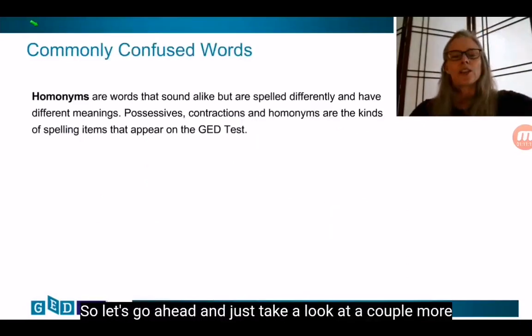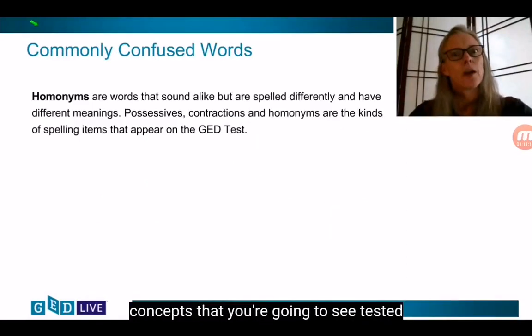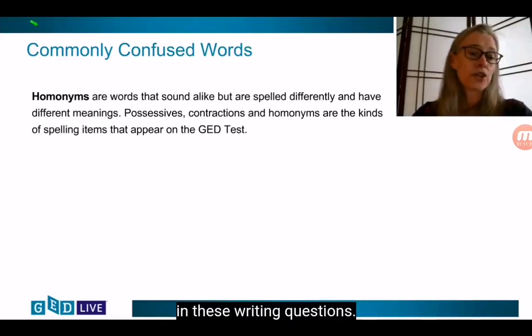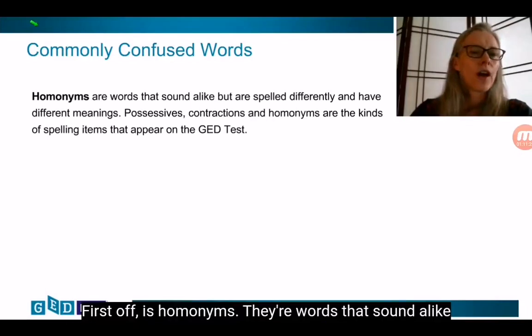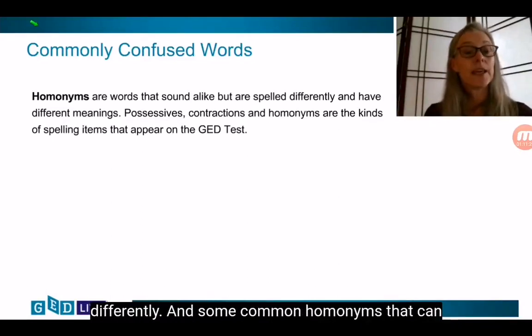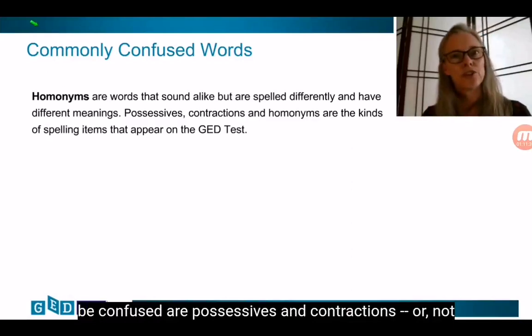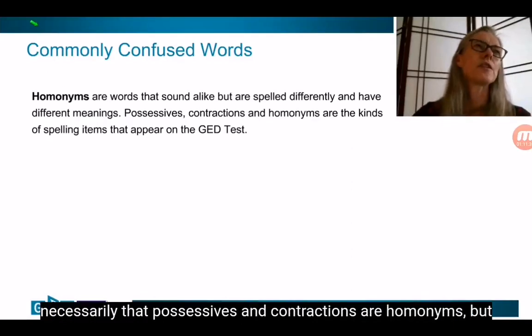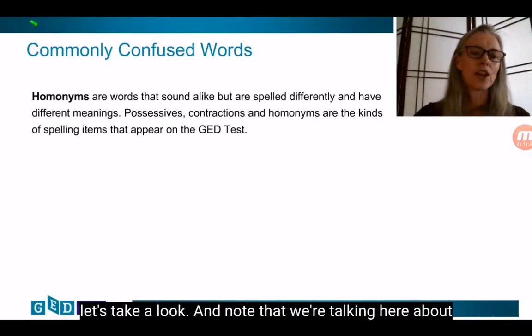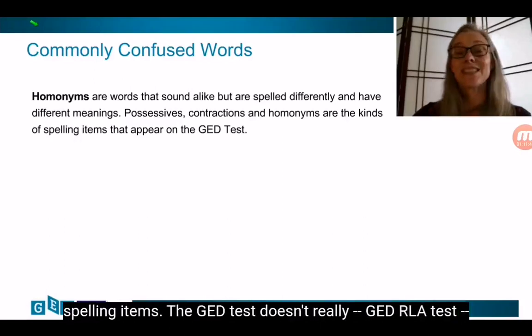So let's go ahead and take a look at a couple more concepts that you're going to see tested in these writing questions. First off is homonyms. They're words that sound alike, but they mean something different, and they are spelled differently. Some common homonyms that can be confused are possessives and contractions, or not necessarily that possessives and contractions are homonyms, but they are examples of things that are often confused. So let's take a look. And note that we're talking here about spelling items.